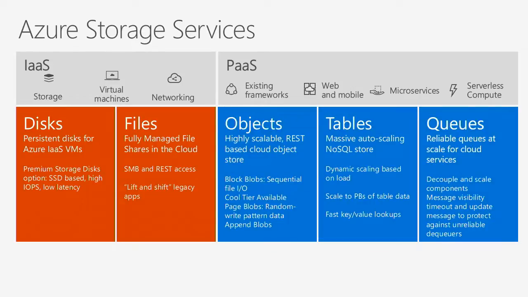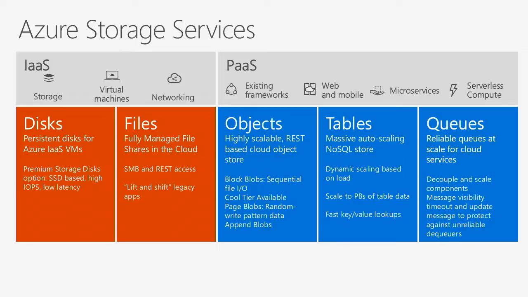And then we have three PaaS services: objects, tables, and queues. Objects are the one we're going to talk more about today. It's essentially for non-structured data. We call them blobs. Essentially, you can think of it as files or other non-structured data, sequences of bytes, right? It's really arbitrary and up to you what you put in them.